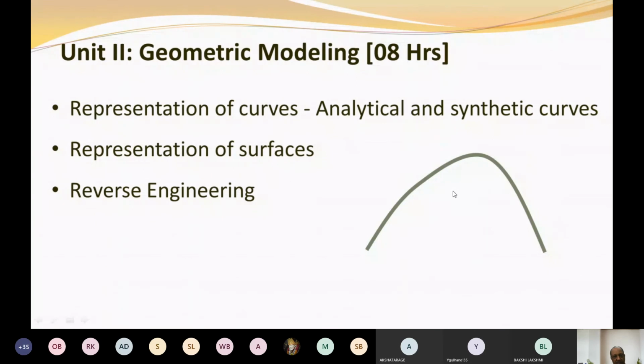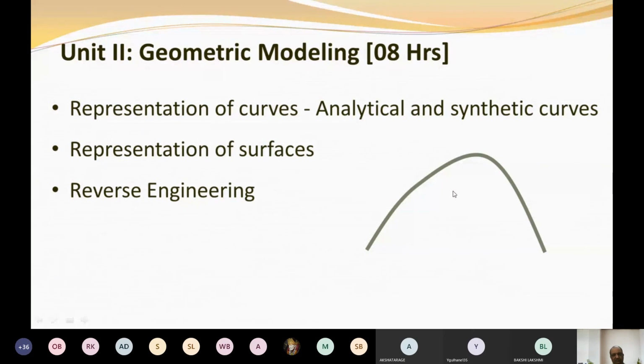But when it comes to software, a mathematical base is required. In high-end software or even in AutoCAD, these curves are saved as mathematical equations. So there are two different things: analytical curves and synthetic curves. Similarly, analytical surfaces and synthetic surfaces, and similarly for solids also.